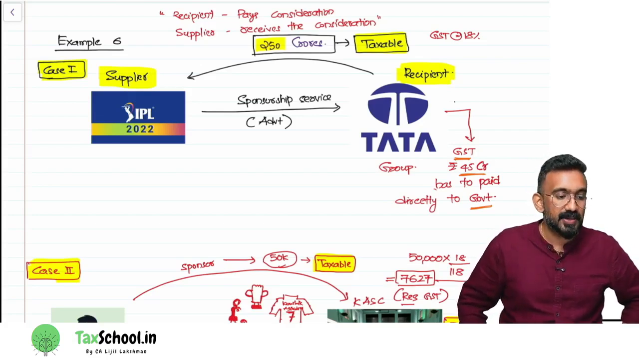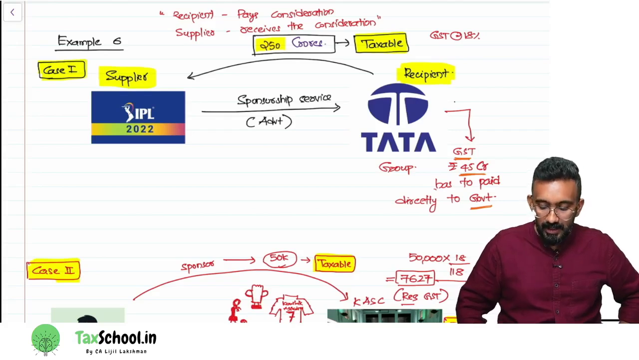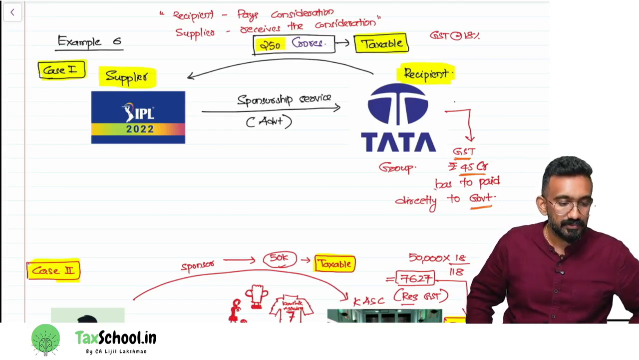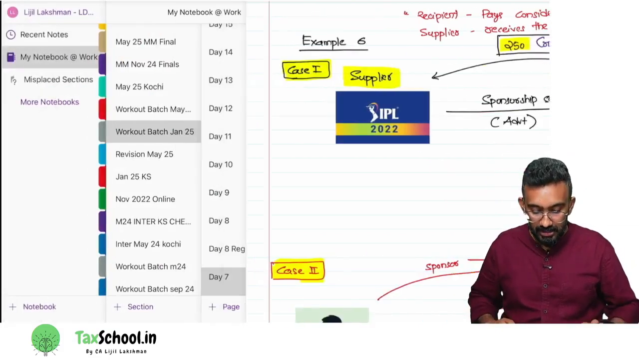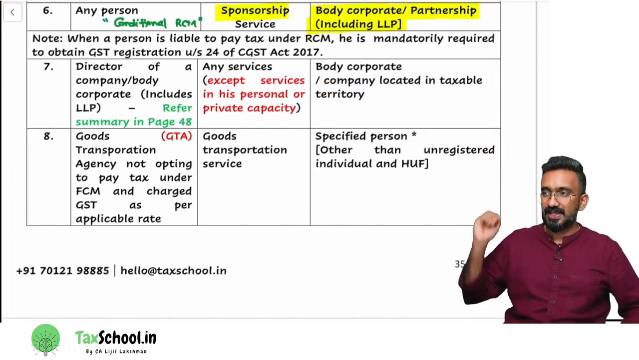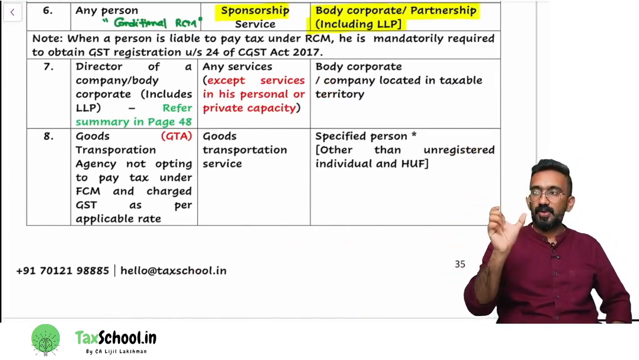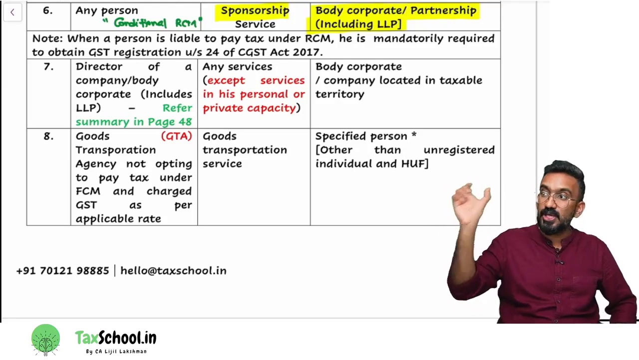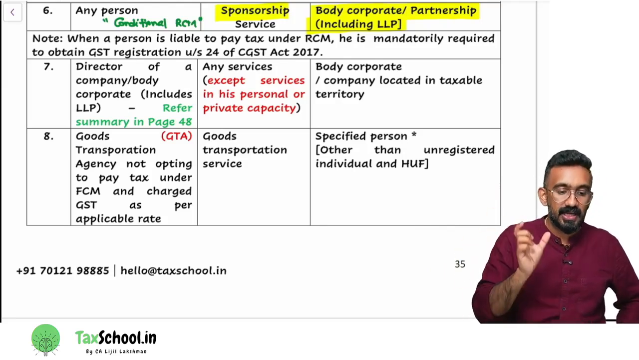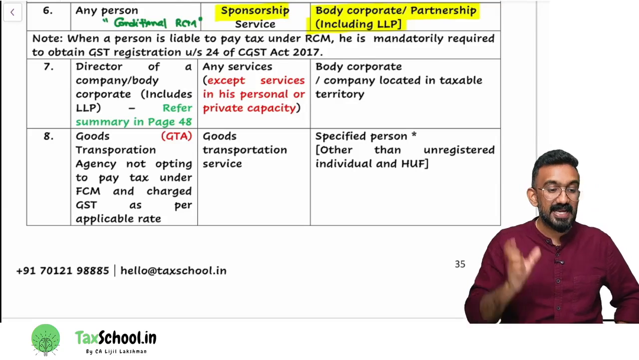Taxable. Who has to pay taxes on this? Will the taxes be paid by Tata under RCM, or will the taxes be paid by IPL under FCM? It will be paid by Tata under RCM. Why? Because you have to look at the conditional RCM we just read. What does this conditional RCM say? Look at the 6th point. Any person providing sponsorship services to a body corporate or partnership firm. Is it a body corporate? Yes, Tata is a body corporate. What is a body corporate? A company is a body corporate, a separate legal entity. An LLP is a body corporate.